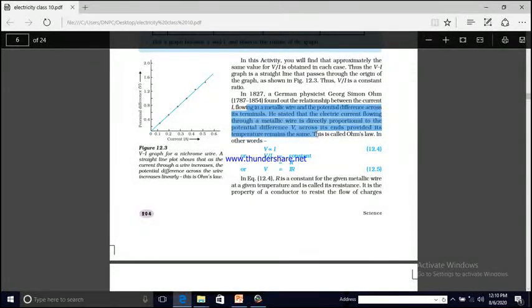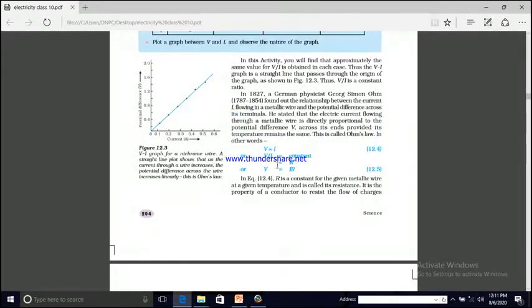provided its temperature remains the same. Or the V by I ratio will remain a constant, or V is equal to I into R. We can rewrite like this, using this equation, or V is directly proportional to I.